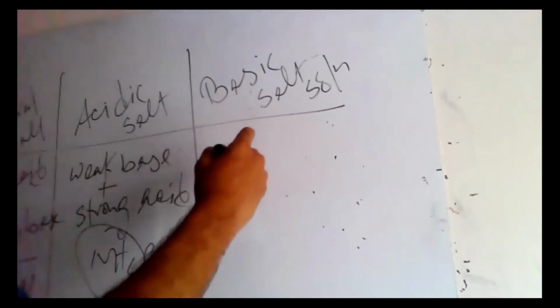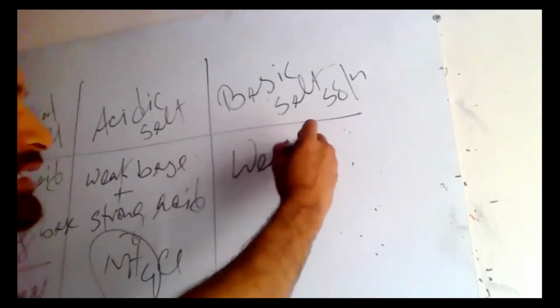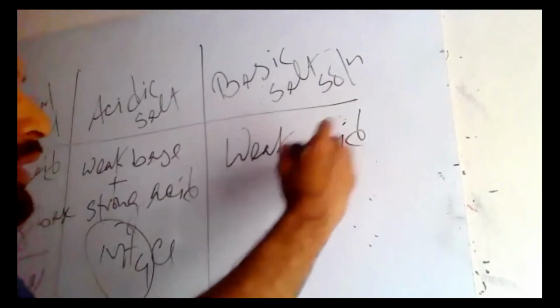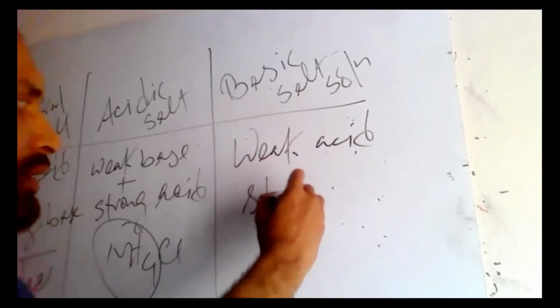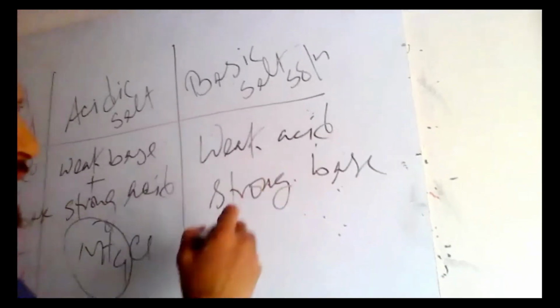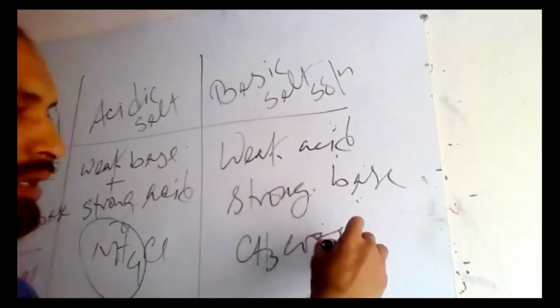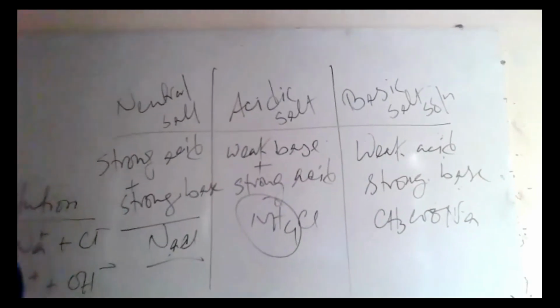And now this example, the basic salt solution. This would be a weak acid and a strong base. The example is CH3COONa, with the base being sodium hydroxide. You understand these three together, and this is what will happen.